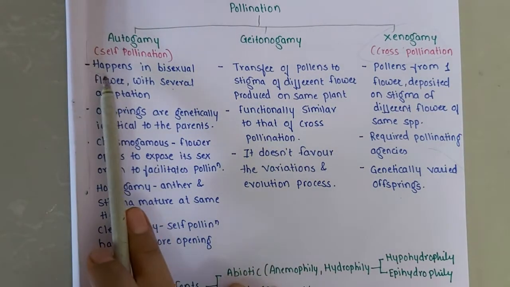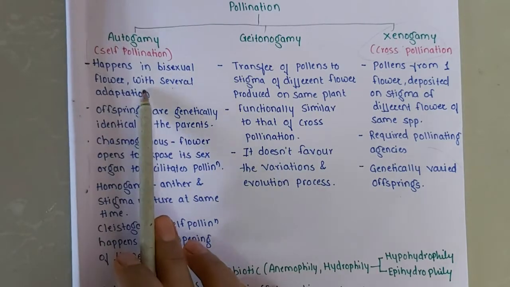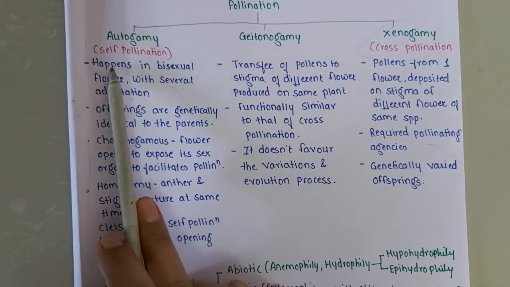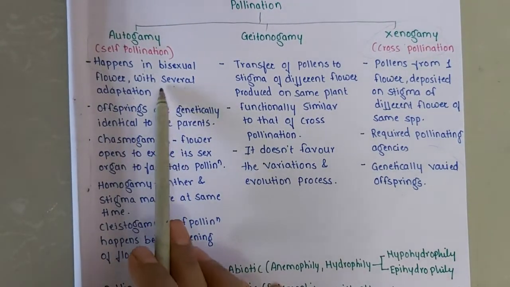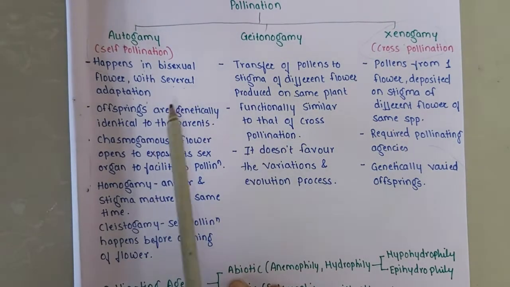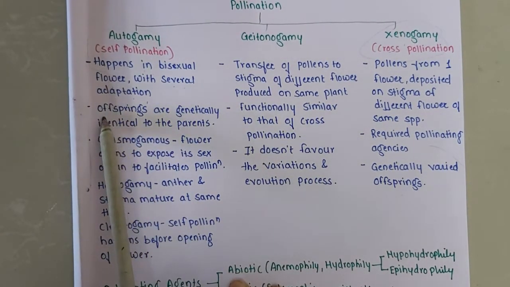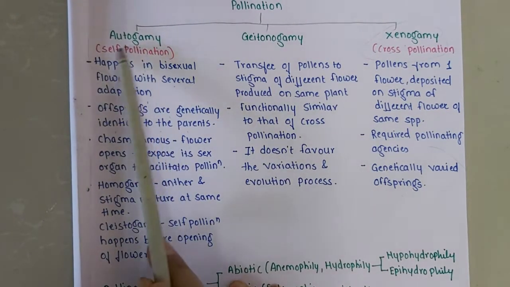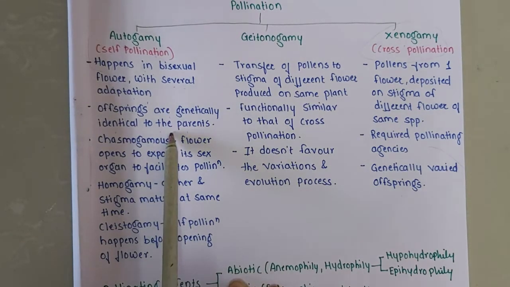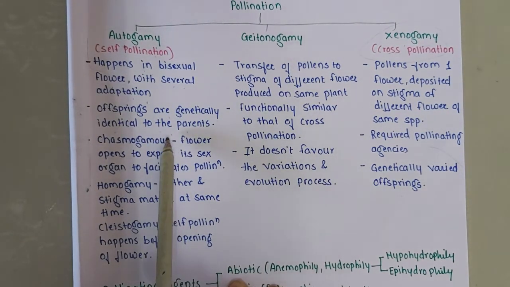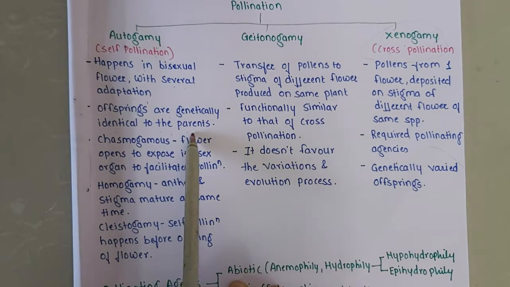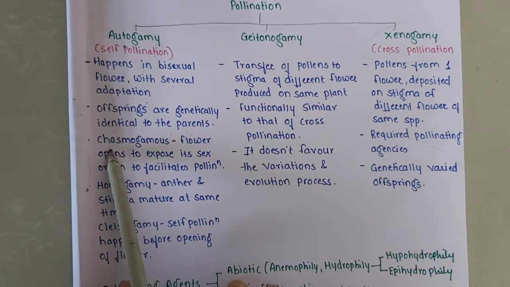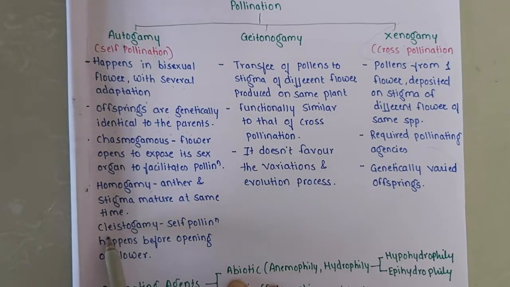Autogamy happens in bisexual flowers with several adaptations. If the plant is self pollinated, then it should have adaptations for it. The next point of autogamy is that offsprings are genetically identical to the parents, because self pollination is happening. Next, they have given the terminology chasmogamy, homogamy and cleistogamy.